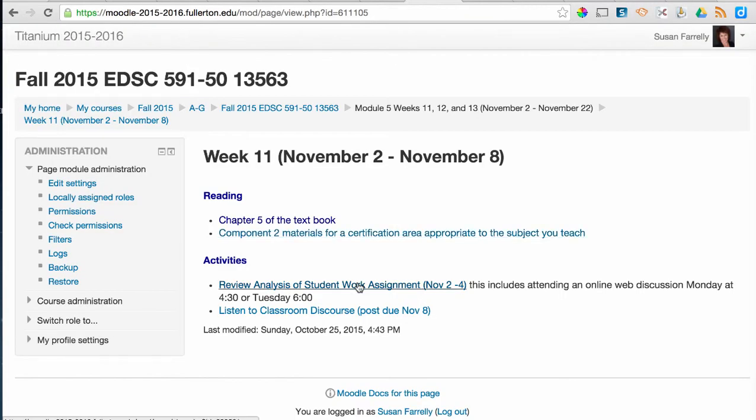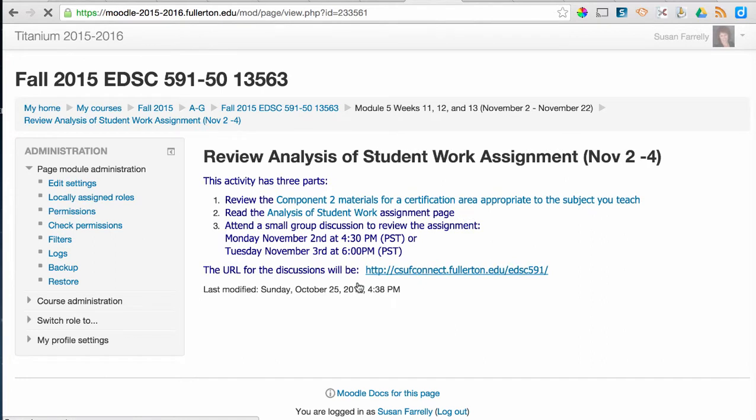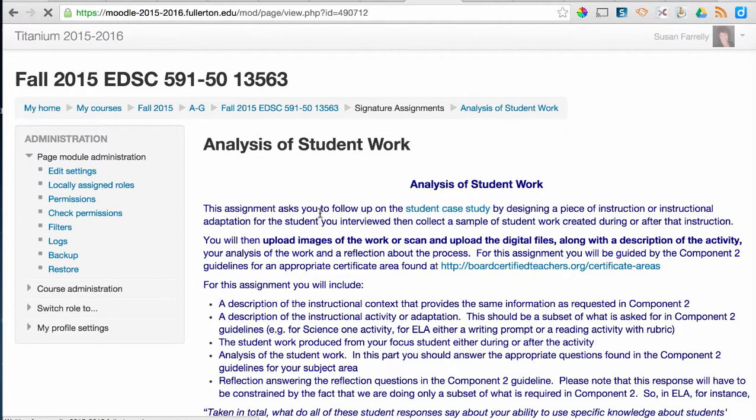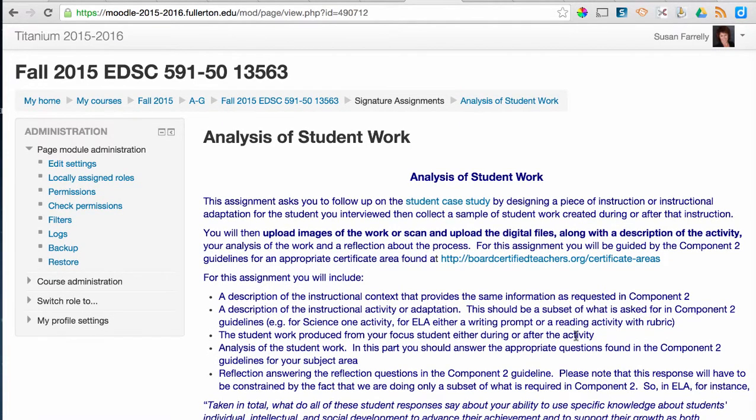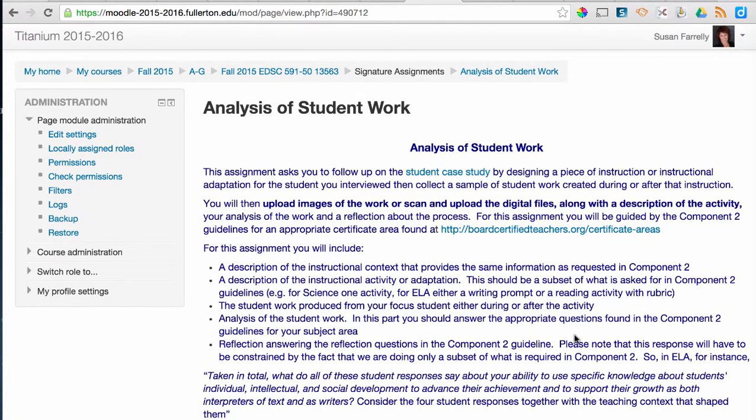You'll start out during this week reviewing the analysis of student work assignment by finding the appropriate Component 2 materials and reviewing the assignment description of the analysis of student work. This assignment asks you to take the focus student you did a case study on and design a piece of instruction or instructional adaptation for a student you interviewed. Collect the work, analyze that, and reflect on it.